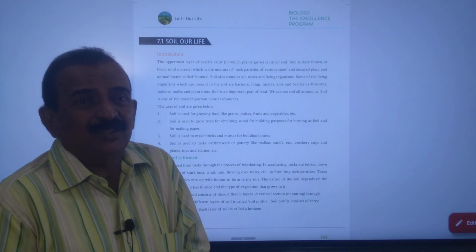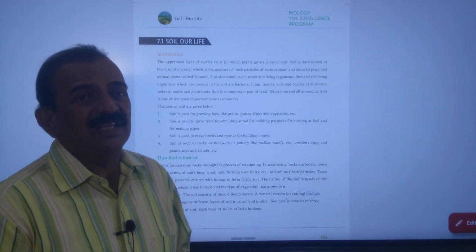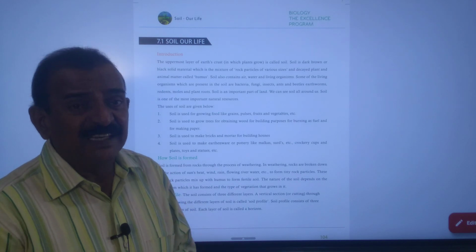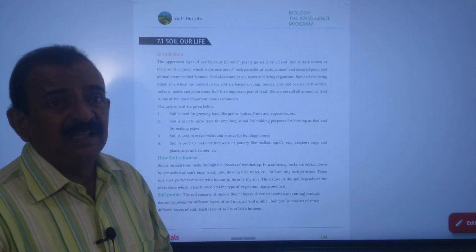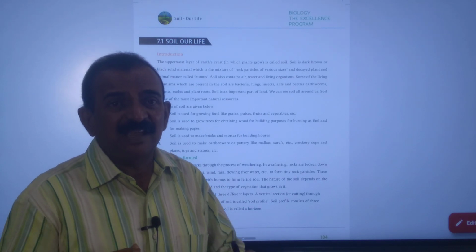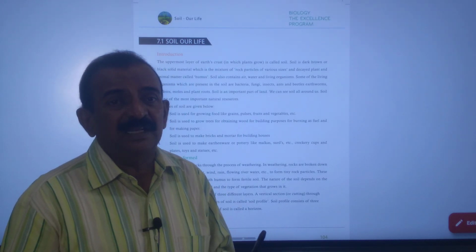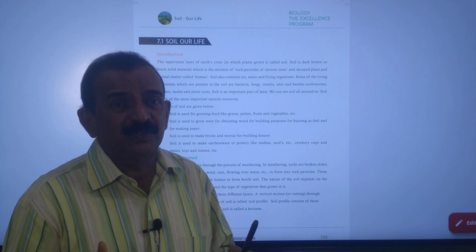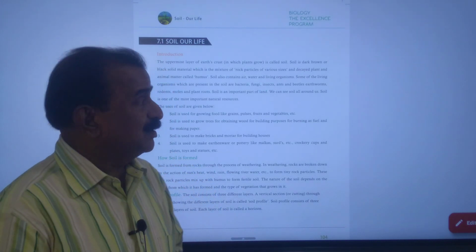When this humus is mixed with the soil, what does it give? Fertility and strength to the soil, and finally the soil is rich with nutrients. That soil is beneficial, and it is useful for the healthy growth of plants.